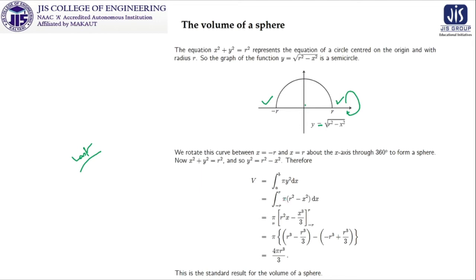Pi is the constant, it will be kept outside. Then r square dx means r square x minus x square dx, so x cube by 3, and the lower limit is minus r, upper limit is plus r. So putting these two values in this particular format according to the rule of definite integration, we get it is pi into (r cube minus r cube by 3) minus of (minus r cube plus r cube by 3). After simplifying, we get this 4 pi r cube by 3. You know this formula of this sphere's volume from your childhood days.